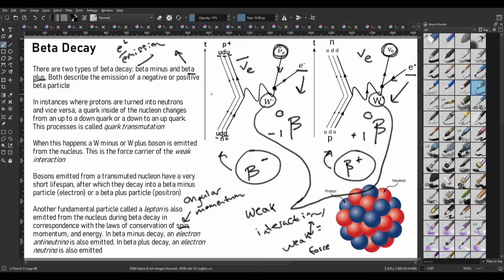They are synonymous. Beta minus decay is just a beta particle, an electron, being ejected from the nucleus, and this happens because there's a W plus or W minus briefly in exchange there before it decays into those particles. And that is what we need to know about beta plus and minus decay.